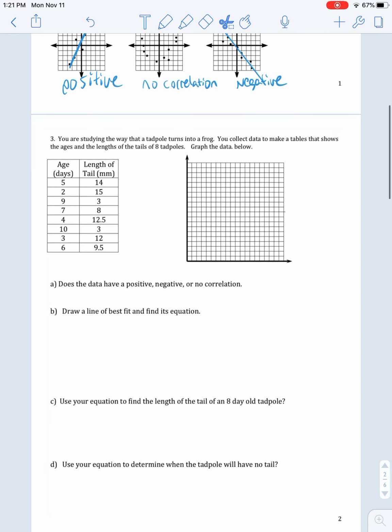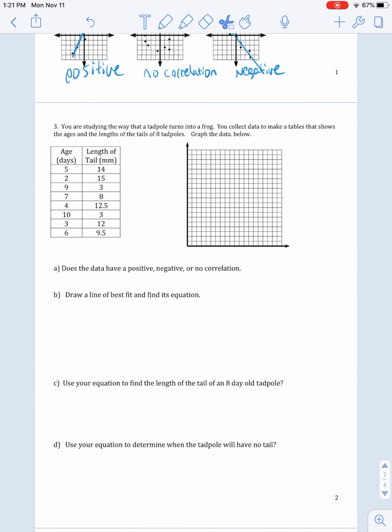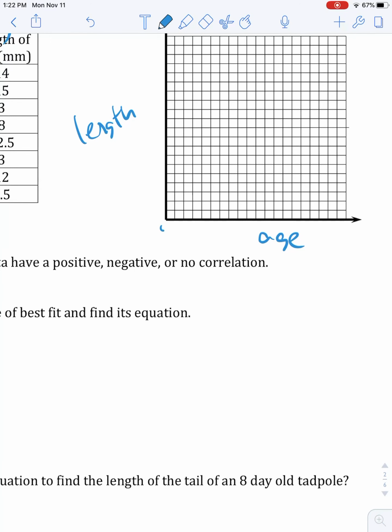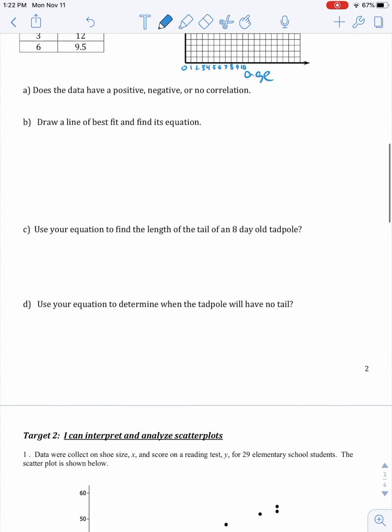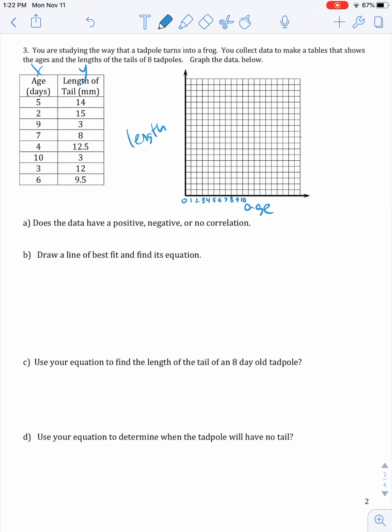All right, so new problem. You're studying the way that a tadpole turns into a frog. You collect data to make this table. So we're going to let age be our x and length be our y. It looks like I need to get up to 10 days, so I'm just going to space this by ones. 0, 1 day, 2 days, 3 days, 4 days, 5 days, 6 days, 7 days, 8 days, 9 days, 10 days. I might have been able to fit more, but I think that'll be okay.